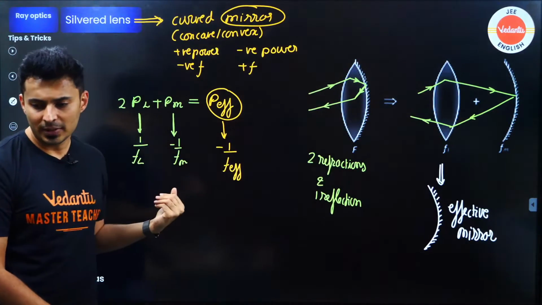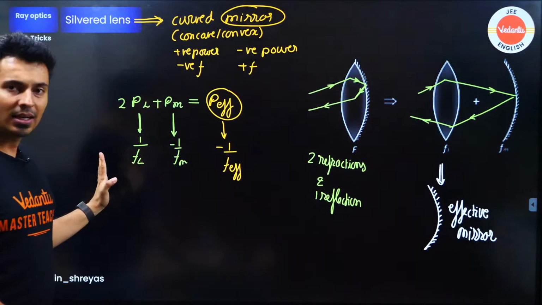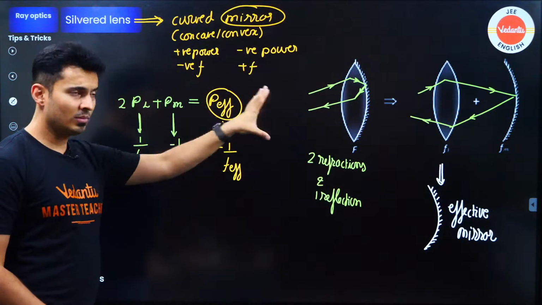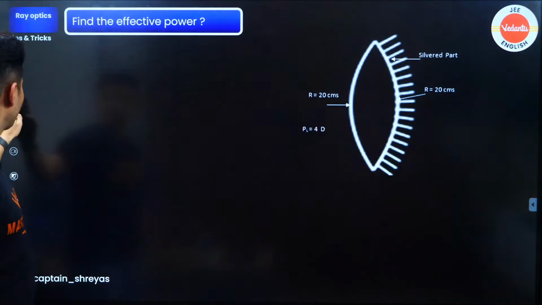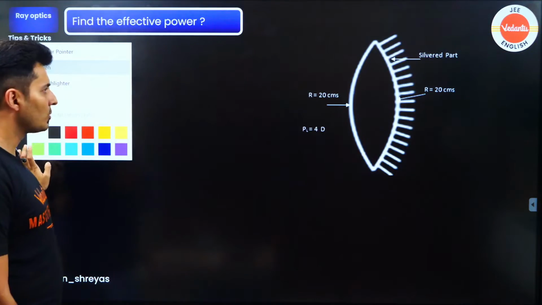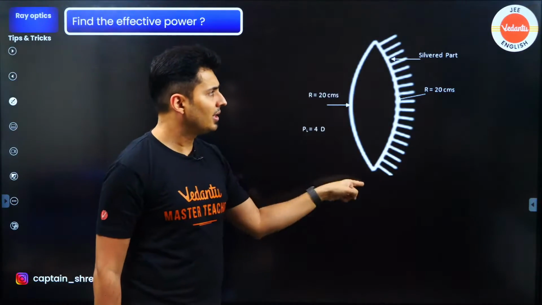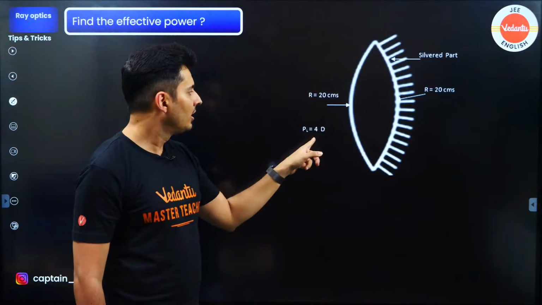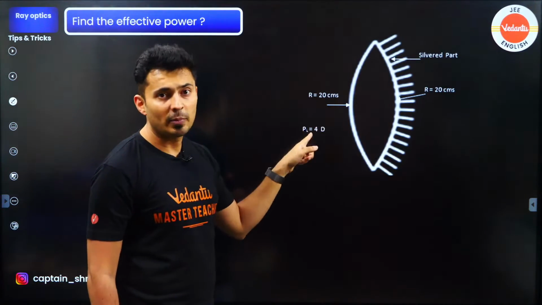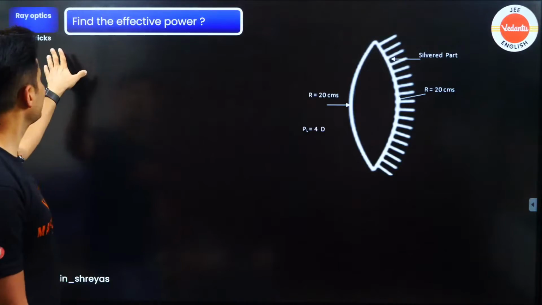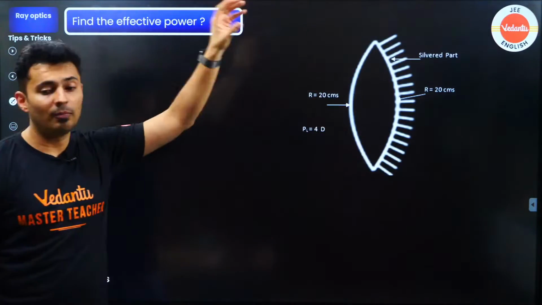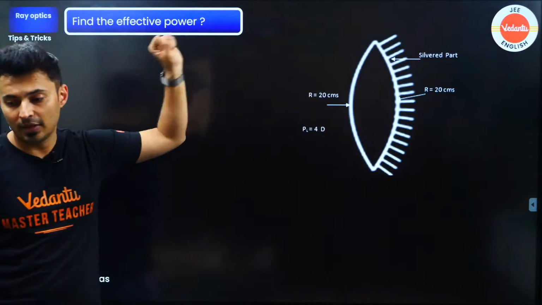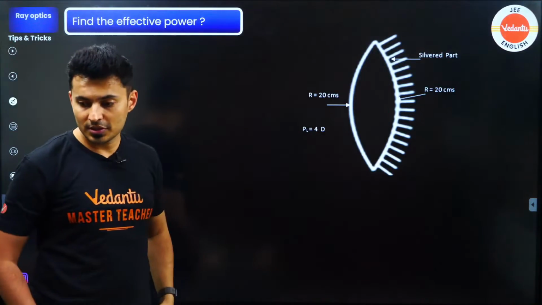Maybe we'll get a hang of it. Hello, Surya World. Is that clear? This formula is clear. Okay, for silvered lens, let's do this. Observe this question, my dear students. What is the radius of curvature? Do you see it? 20. It is silvered on one side. What is the power of the lens? 4 diopters, it's mentioned. The question says find the effective power.